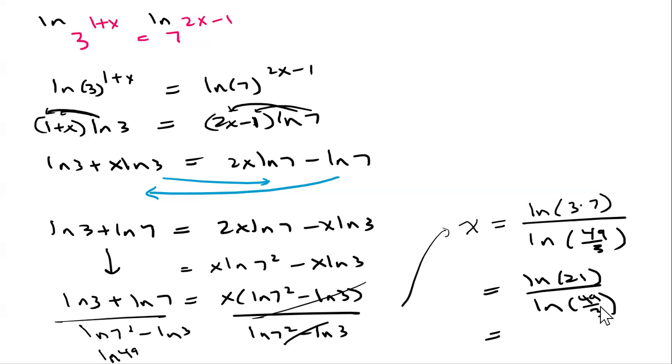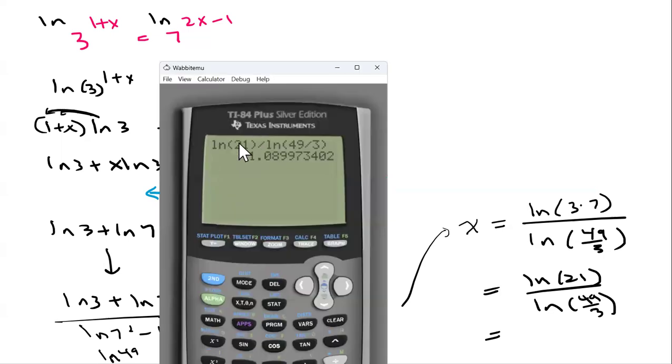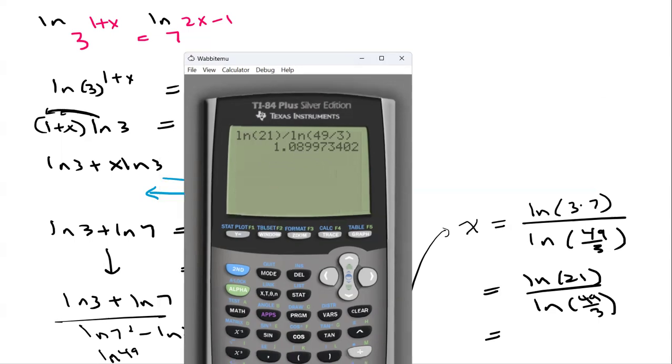And I just left that in that form because the thing with math, as you know, is the more you round at the beginning, the further you are going to be from the exact answer. So I just left it in that form. So we just take ln of 21 divided by ln of 49 over 3, and we get 1.089997. So, all right, let me pause this.